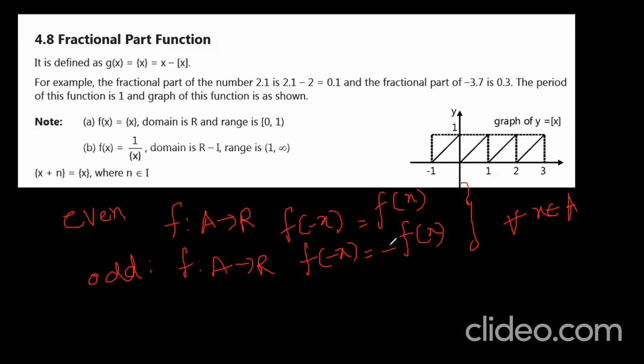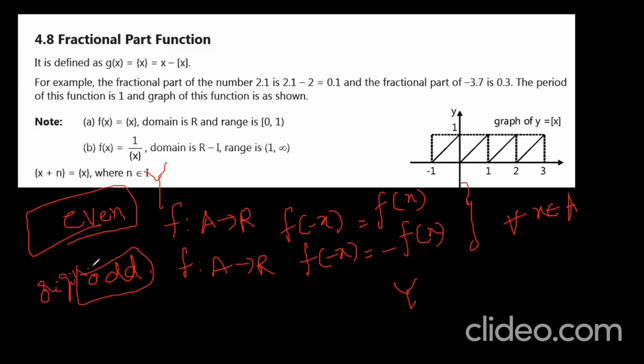The graph of an even function is symmetric with respect to the y-axis, and the graph of an odd function is symmetric with respect to the origin. That is very important. And every function you can express in terms of even and odd functions, right? So f of x is equal to [f of x plus f of minus x] by 2 plus [f of x minus f of minus x] by 2, like that.